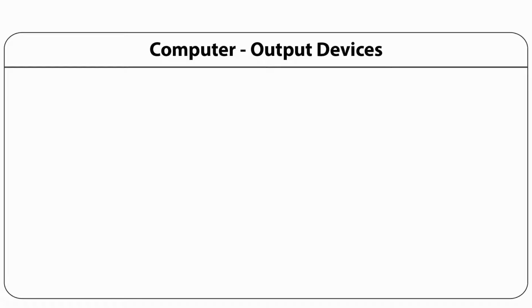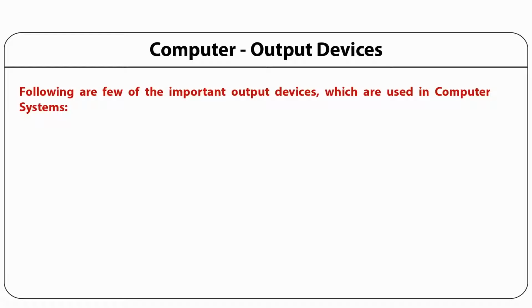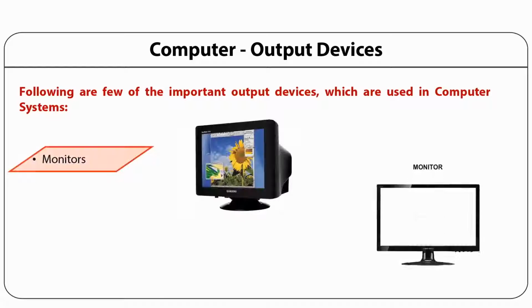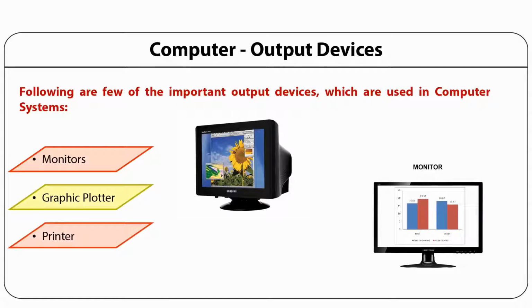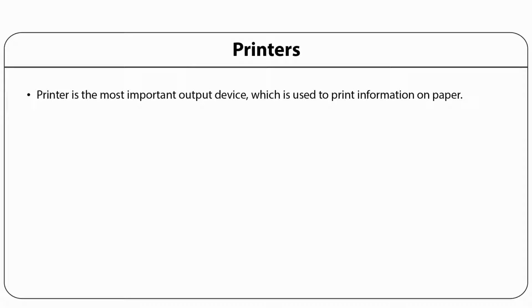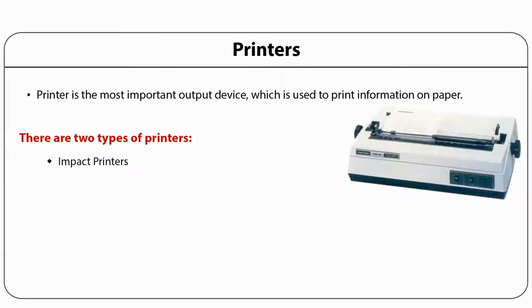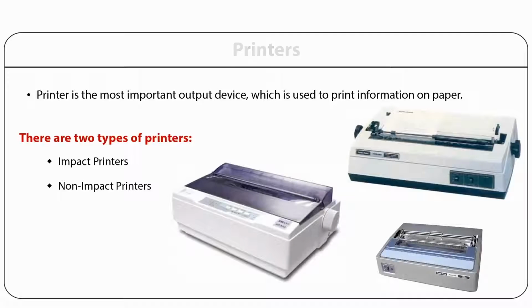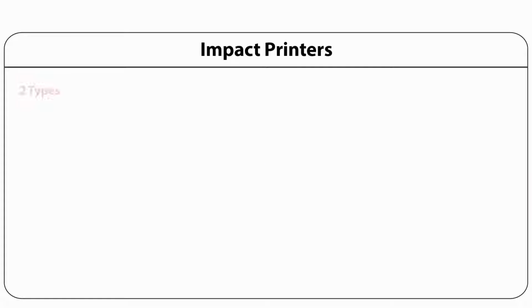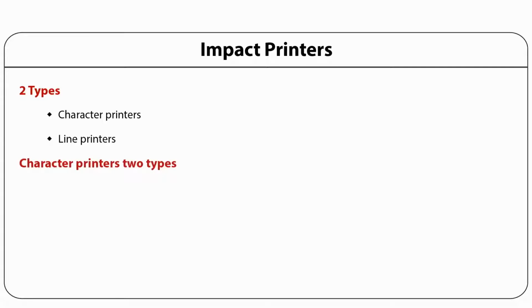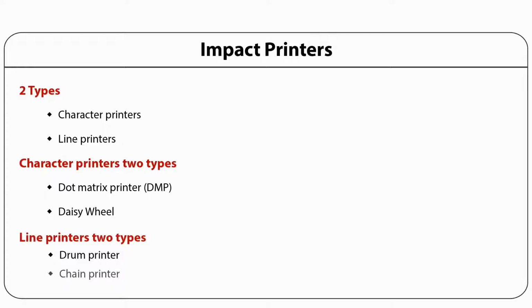Coming to the output devices, the following are some of the important output devices which are used in computer system: monitors, graphic plotters, printers. When you talk about the printers, there are two important types of printers. One we call impact printer and the other one is non-impact printer. Take the impact printer, there are again two categories of impact printers: character printers and line printers. Character printers may be again categorized as dot matrix printers or DMP and daisy wheel printers. Line printers are further classified as drum printer and chain printer.